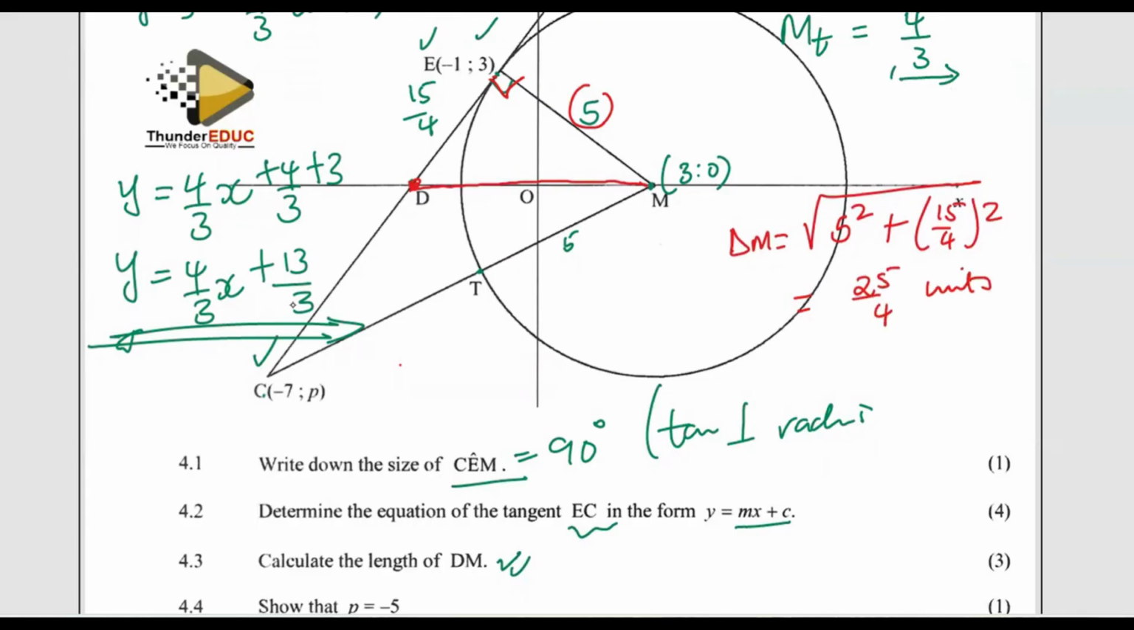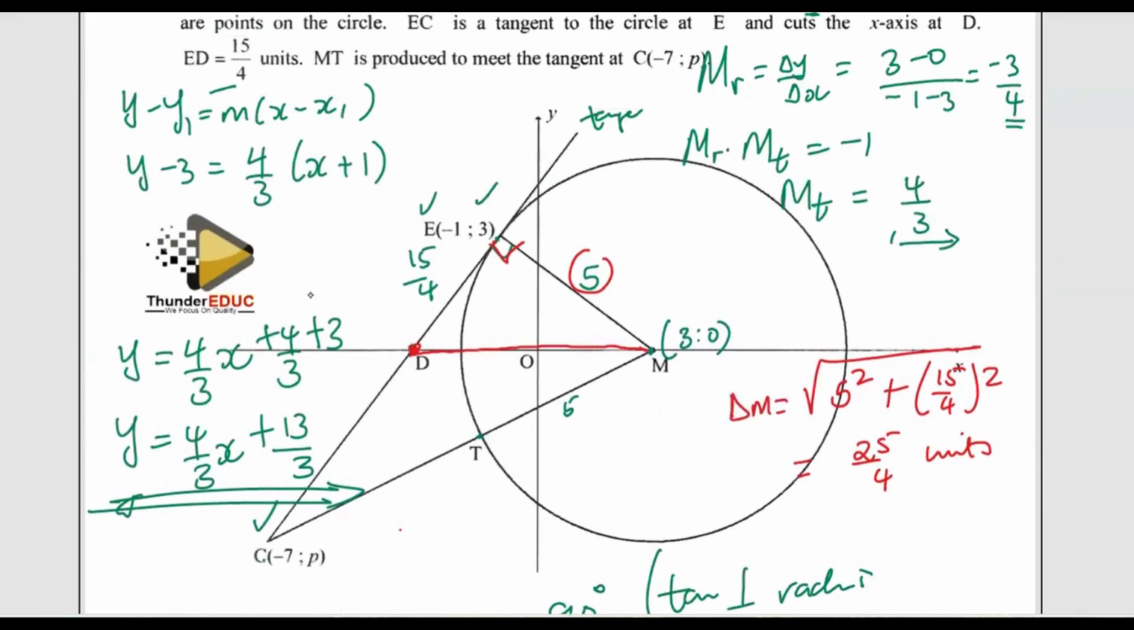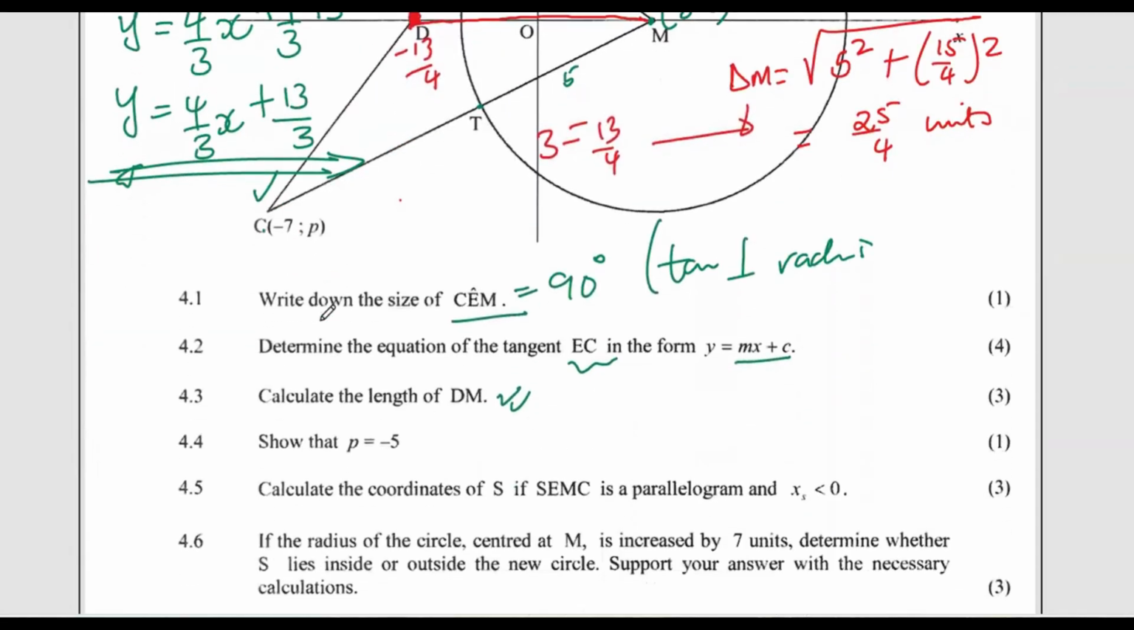Alternatively, since we already have this equation, one would have started by getting the coordinate of D. If you look for the coordinates of D, because at D the y is 0, you're going to end up with negative 13 over 4. And then you just add this together. So it's going to be 3 minus 13 over 4, so that should give you 25 over 4. So that is 4.3.